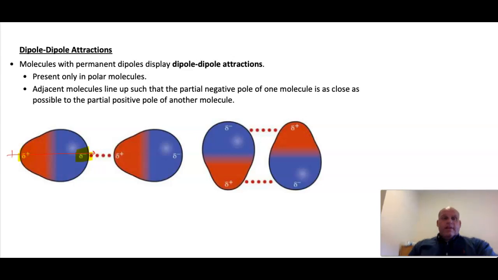In order to identify that a dipole-dipole attraction is present, I would need to be able to draw a Lewis structure and then identify that I have a polar molecule. Remember, the quickest way to identify a polar molecule is if there's a lone pair of electrons around the central atom.